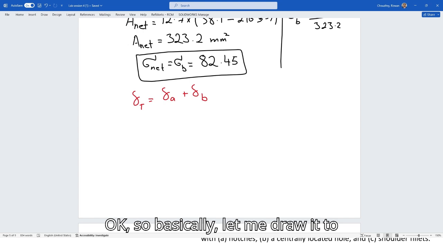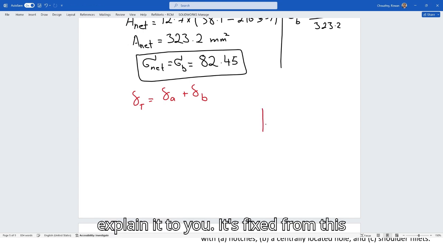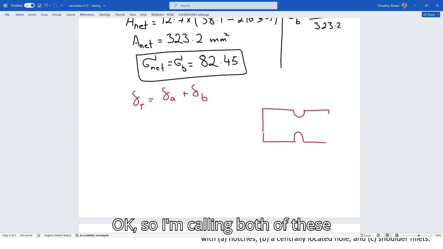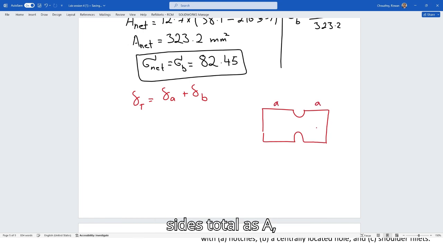So basically, let me draw it to explain it to you. It's fixed from this side, right? And it's here, like this, okay? So I'm calling both of these sides total as A, and I'm calling this middle bit as my region B, okay?